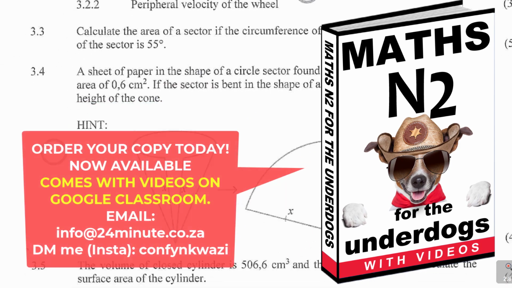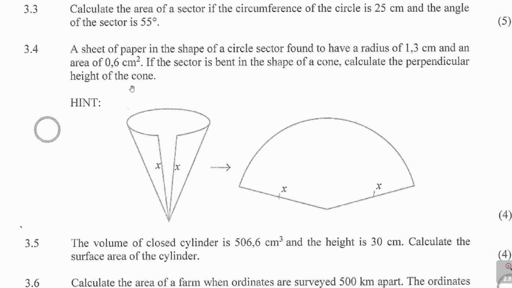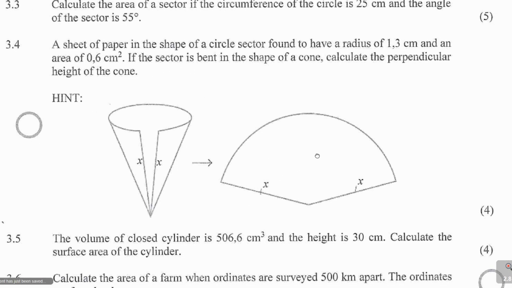That's what you get. Now 3.4, it says a sheet of paper in the shape of a circle sector is found to have a radius of 1,3 centimeters and an area of 0,6 square centimeters. If the sector is bent in the shape of a cone, calculate the perpendicular height of the cone. Hint, then they gave you this.